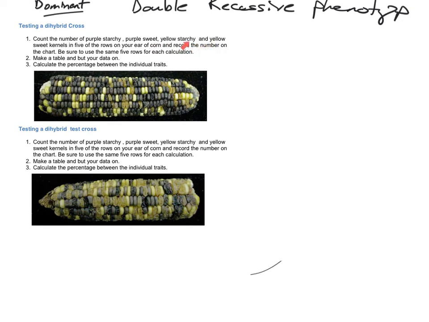You're going to look at the yellow, count the number of purple starchy and purple sweet, right? And yellow starchy and yellow sweet kernels in 5 of the rows on your ear of corn, and record the number on your chart. Be sure to use the same 5 rows in each calculation. Make a table and put your data on. Calculate the percentage between the individual traits. All right? Purple sweet, yellow starchy, yellow sweet.